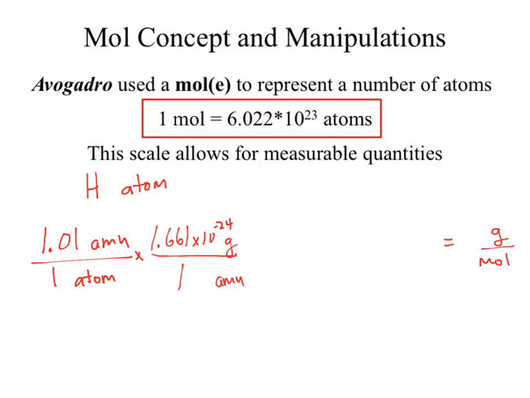What are my units now? Grams per atom. Well, I want grams per mole for a hydrogen atom. So yes, I've got my grams, but I'm not there yet. I need to do another conversion. What's that other conversion need to be? I need to convert atoms into moles. Do we have a conversion factor that allows us to convert atoms to moles? Yeah, that's our Avogadro's number. What is that number? 6.022 times 10 to the 23rd atoms is 1 mole.